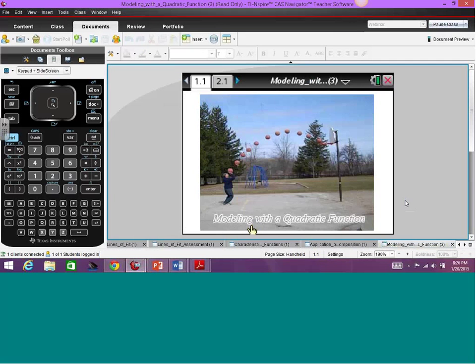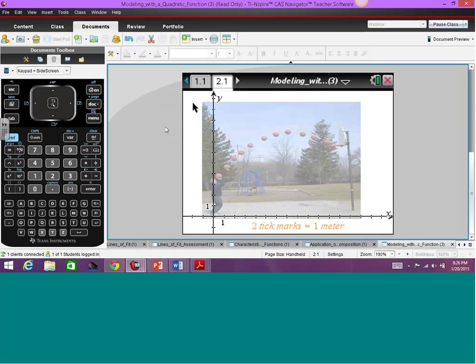So modeling with a quadratic is basically a one-page file, and what you're asking your students to do is come up with a path from when the ball leaves the shooter's hand until it meets the basket. So you're looking for a quadratic representation of that path. You have to pay attention. At the very bottom it says 2 tick marks equals 1 meter, so a lot of kids will be thrown for a loop if they don't pay attention to that little statement down there.